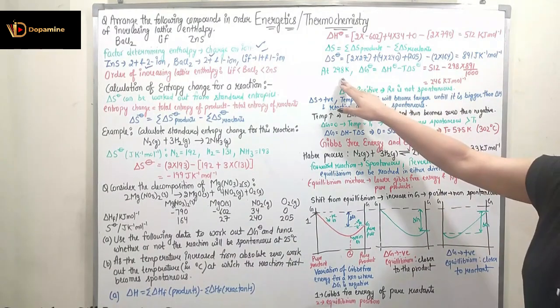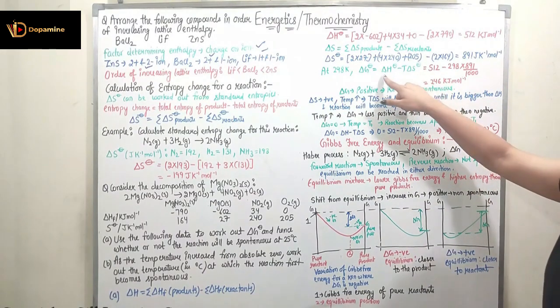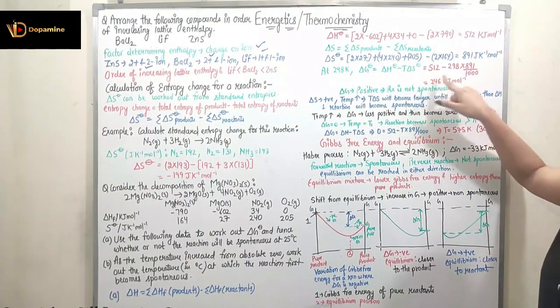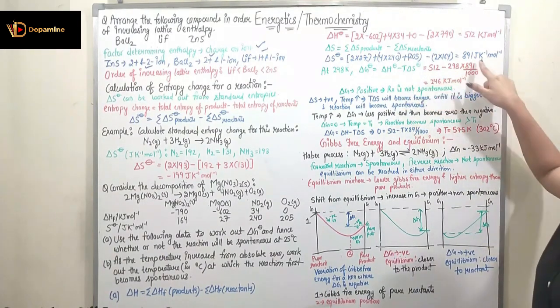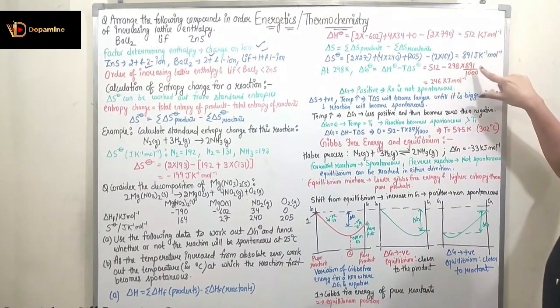So at 298 Kelvin, we know the formula of delta G, which is delta H minus T delta S, right? Now we can put in the values. Delta H is 512, and delta S is 891. Here we have delta H in kilojoules and delta S in joules.